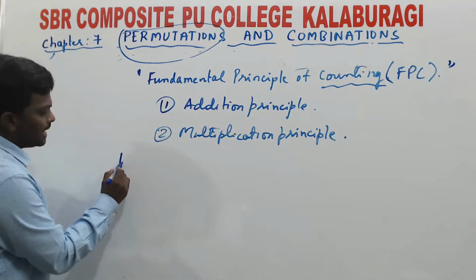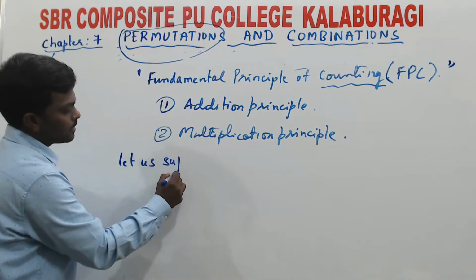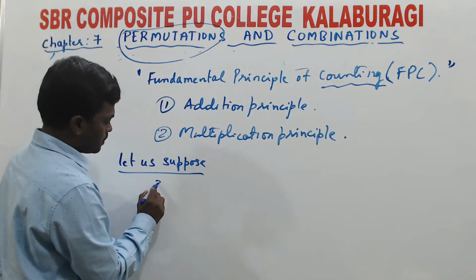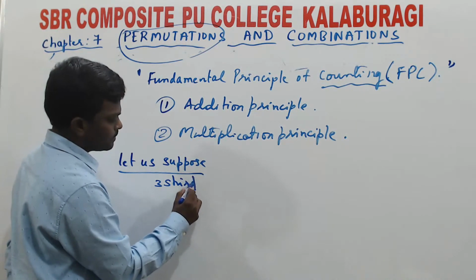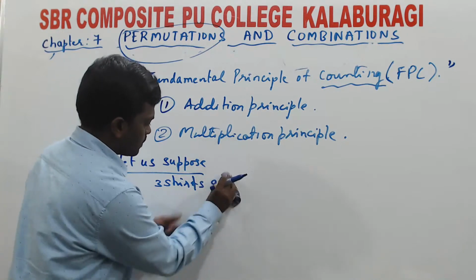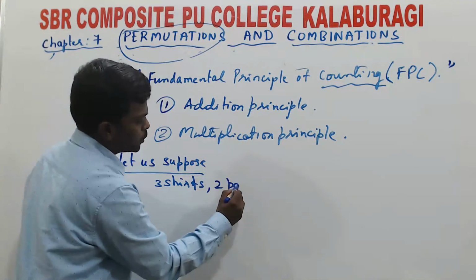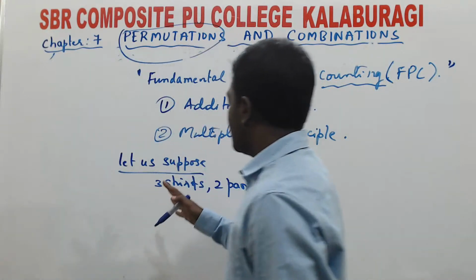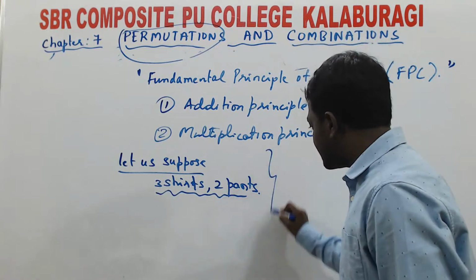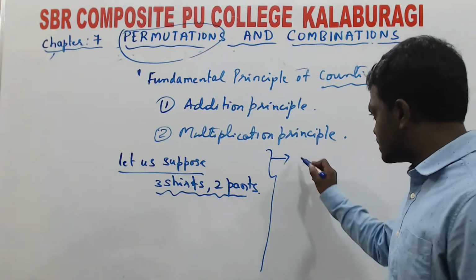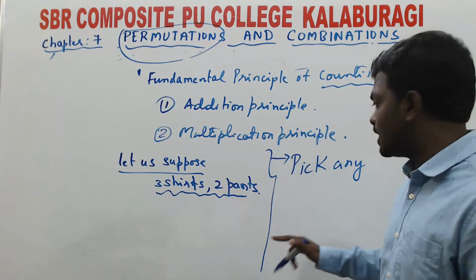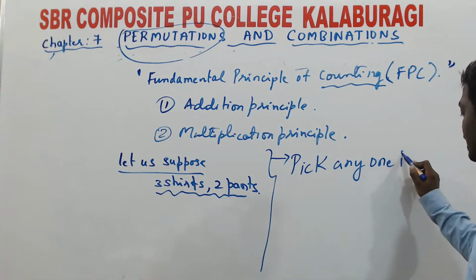Okay, so now let us suppose I give you three shirts and two pants. Just imagine that I have given you three shirts and two pants, and the task I am assigning to you is: understand the question here, what I'm trying to tell you, pick any one item.